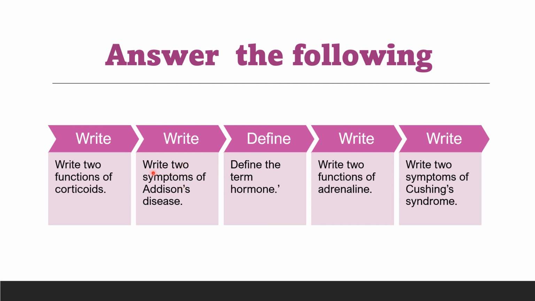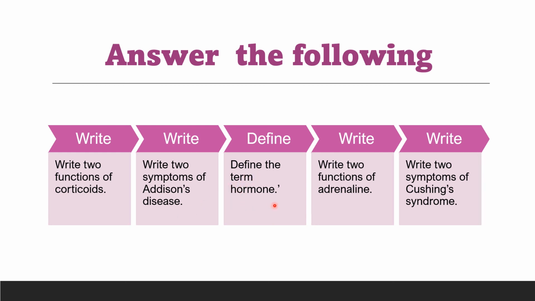The next question, write two symptoms of Addison's disease. What are the two symptoms of Addison's disease? Hypoglycemia you can write. Addison's disease means hyposecretion. Then you can write the symptom is hypoglycemia. Relate like this. Then you can write loss of weight, nausea, skin pigmentation, loss of energy, etc. Any two you can write.